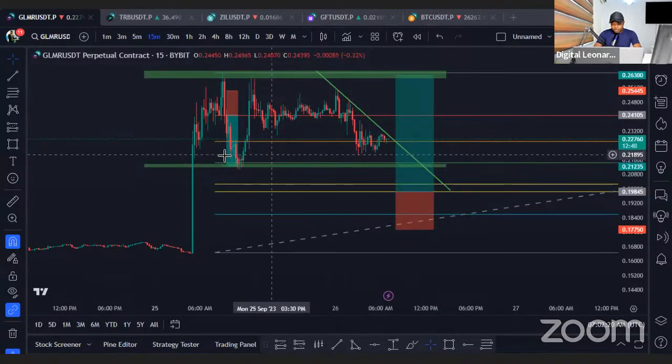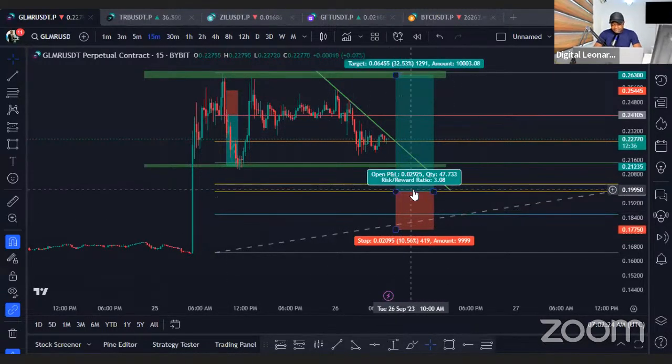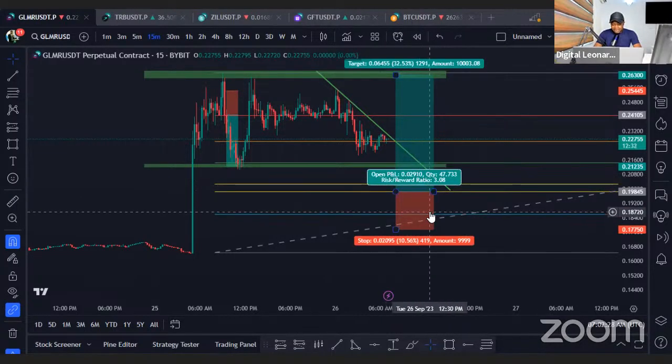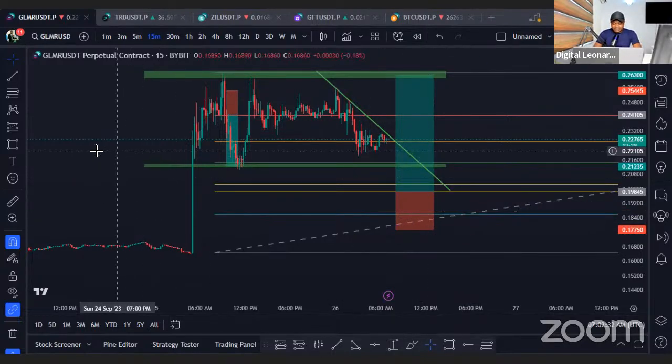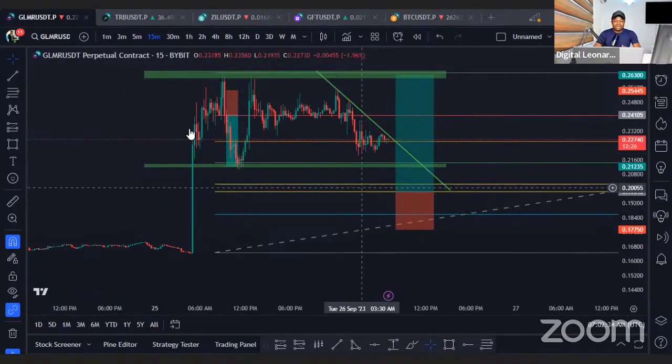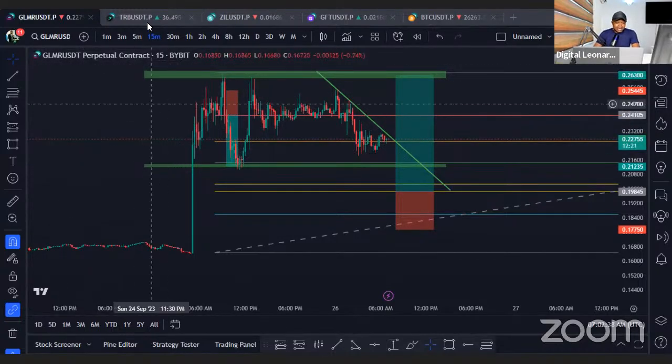Once we break this support at the 50% level, the next level I'm looking at is the 618 level. If we do break below this area, then I should be looking at picking a trade at the 786 level. So those are the levels I'm looking at for the GLMR token. Let's see how that will play out.